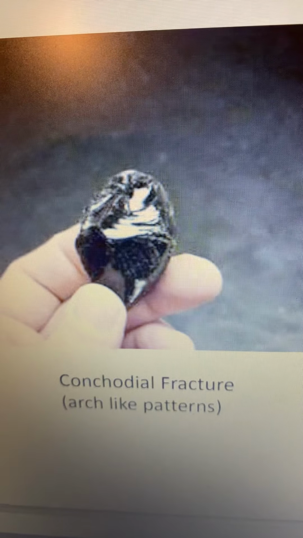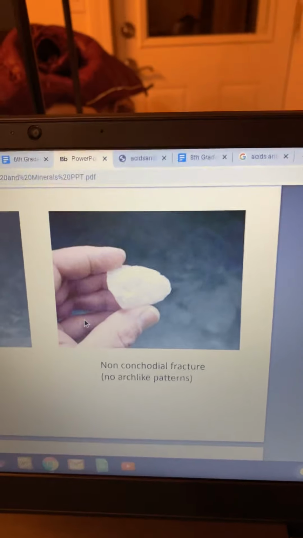Okay. So fractures are when it's more of a piece. So you can't see those jagged edges. So here we have arch-like patterns that are made by a fracture. This one's really hard to see, and I'm sorry, but it's showing no arch-like patterns. I'm sorry, that was difficult to see.